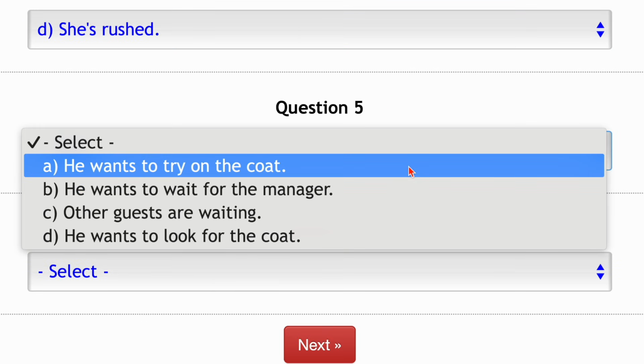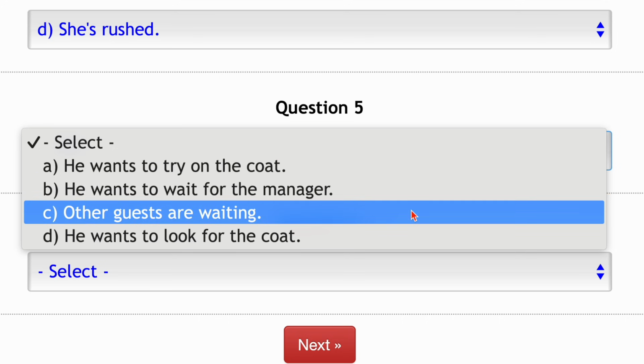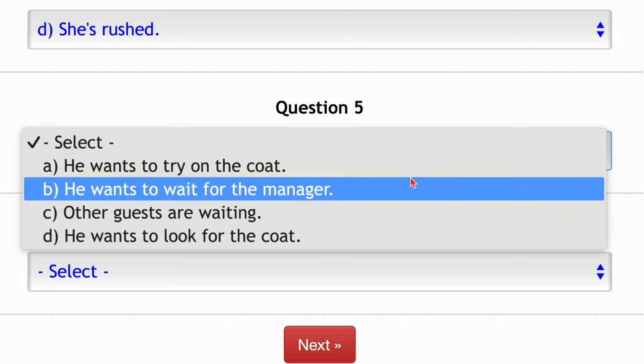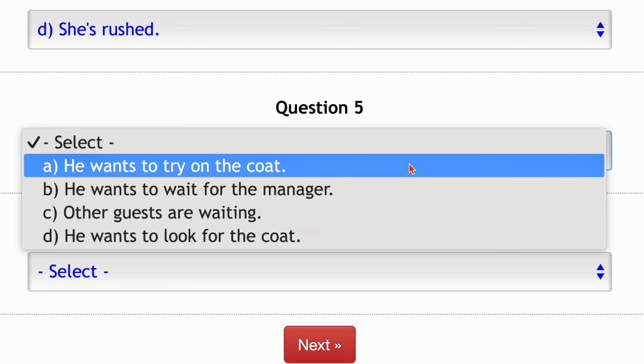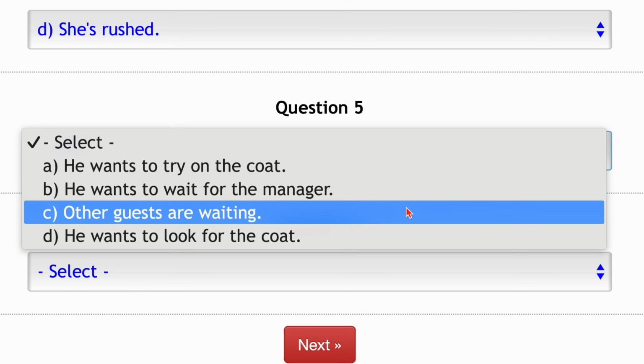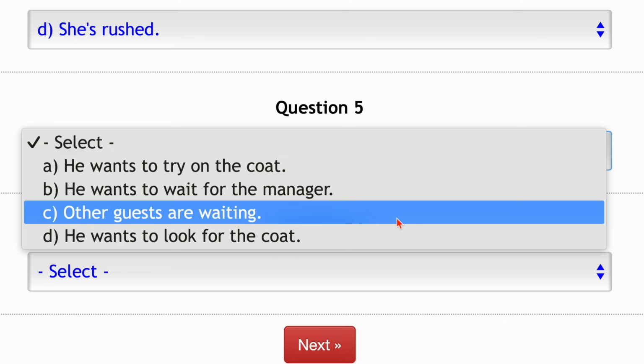He wants to try on the coat. He wants to wait for the manager. Other guests are waiting. He wants to look for the coat. Well, definitely not. He wants to try on the coat for himself. I don't think so. He wants to wait for the manager. He said, if I can't find the coat, then I'll call my supervisor. So, no. Looks like other guests are waiting is the answer. He says there are other people waiting in line. Well, he will look for it, but after he takes care of the people, okay?